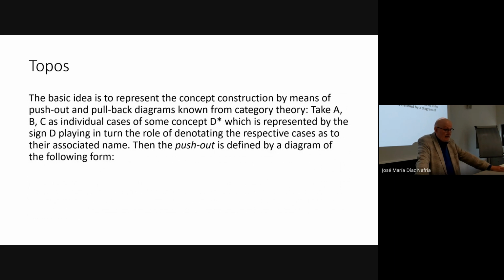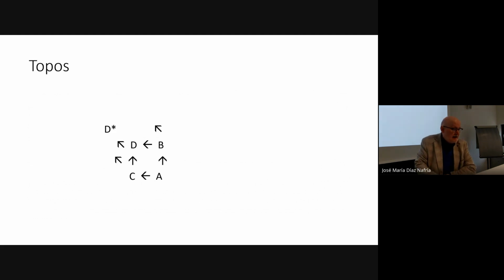Take A and B and C as individual cases of some concept D star, which is represented by the sign or by the name D, playing in turn the role of denotating the respective cases as to their associated name. Then the push out is defined by the following diagram. You see, A, B, C are the single individual cases of D, but the concept is different from the name. This is mainly because we have different languages. For instance, if D stands for dog, then the concept D star is universal, but not the name, because it could be a chien or whatsoever.